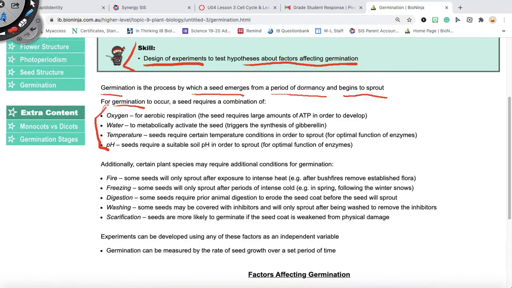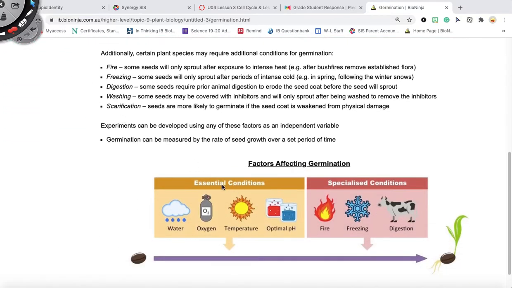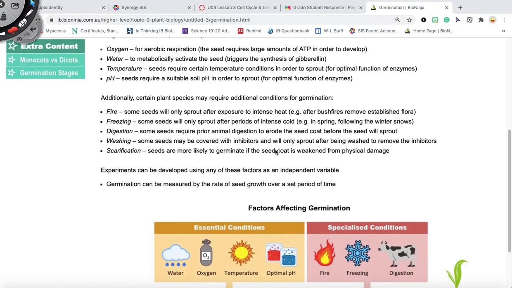So these requirements, if we move down here, we'll see that these are essential requirements or essential conditions. Other seeds have specialized conditions, and we'll look at those as well. But let's look at some of the essential conditions. So for a seed to germinate, it needs oxygen for aerobic respiration. It needs water to metabolically activate the seed and trigger the synthesis of gibberellins, which is another plant hormone, but we didn't talk about it. It needs to be at an optimal temperature in order for it to sprout for optimal function of enzymes. It needs to have an optimal pH in order to sprout, again, for the optimal function of enzymes.